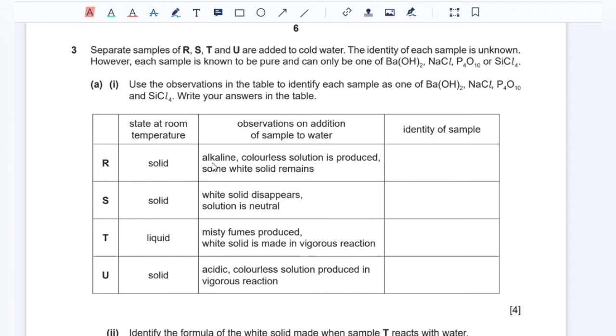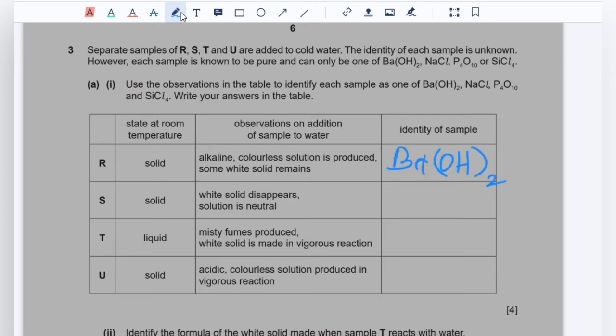So R is a solid. We know that barium hydroxide and sodium chloride exist in solid form, and following addition to water, it forms an alkaline solution which is colorless, and some white solid remains. Phosphorus oxide is also solid. Now between these three solid compounds, sodium chloride will give a neutral solution since it's a neutral compound. Barium hydroxide, on the other hand, provides an alkaline solution, and phosphorus oxide provides an acidic solution. And so out of these three, it's barium hydroxide over here, which is R. And I'd eliminated silicon chloride initially as a choice because it is not solid at room temperature.